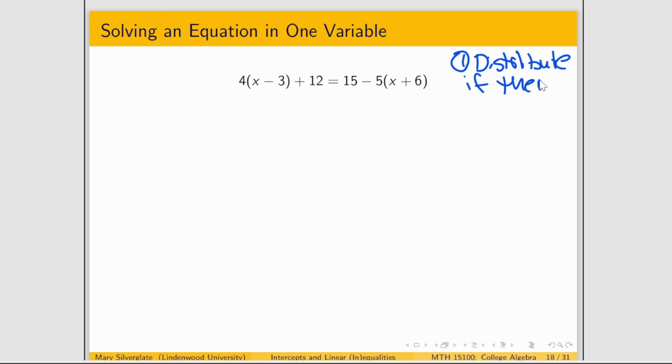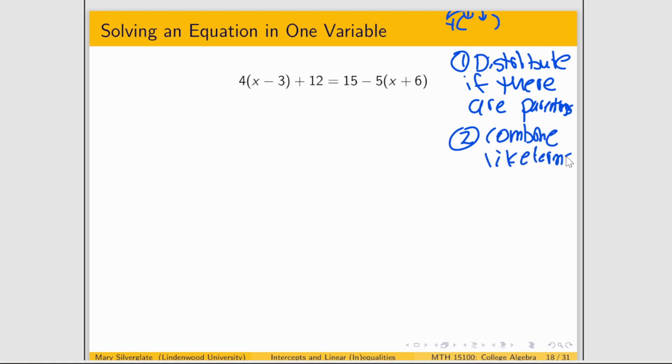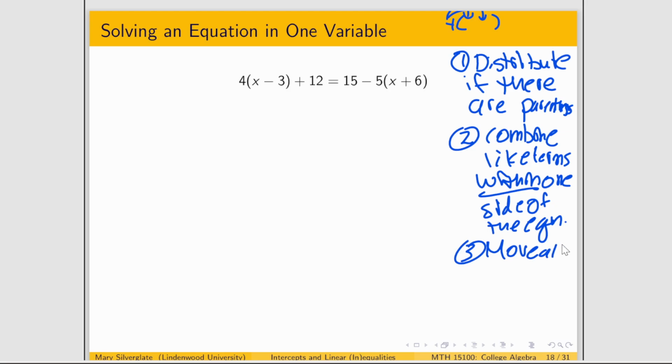if there are parentheses. And that includes if you just have a minus parentheses. If you have just like a minus parentheses, you're secretly distributing multiplying by -1. Then I would personally recommend combine like terms within one side of the equation. So there you're not undoing anything, you're just combining like terms. Then you want to move all x's to one side.